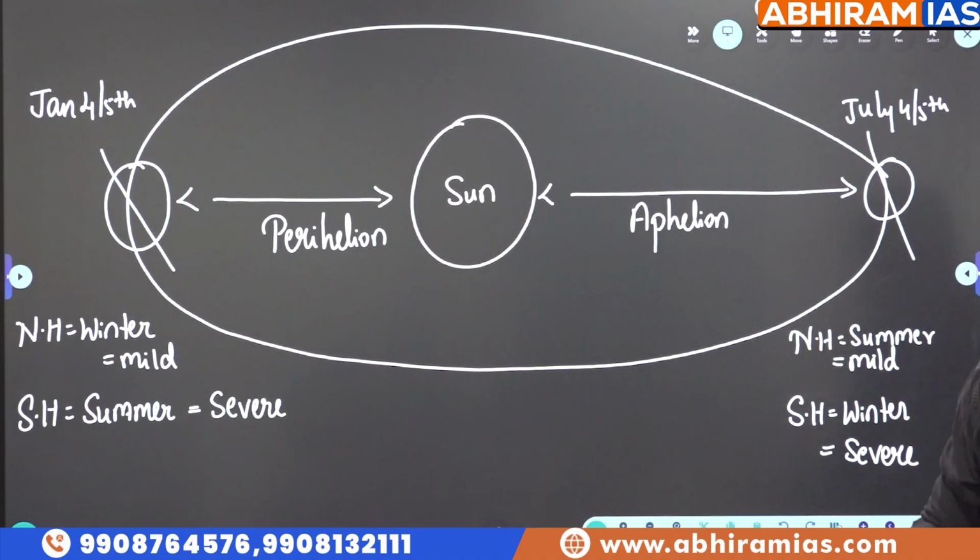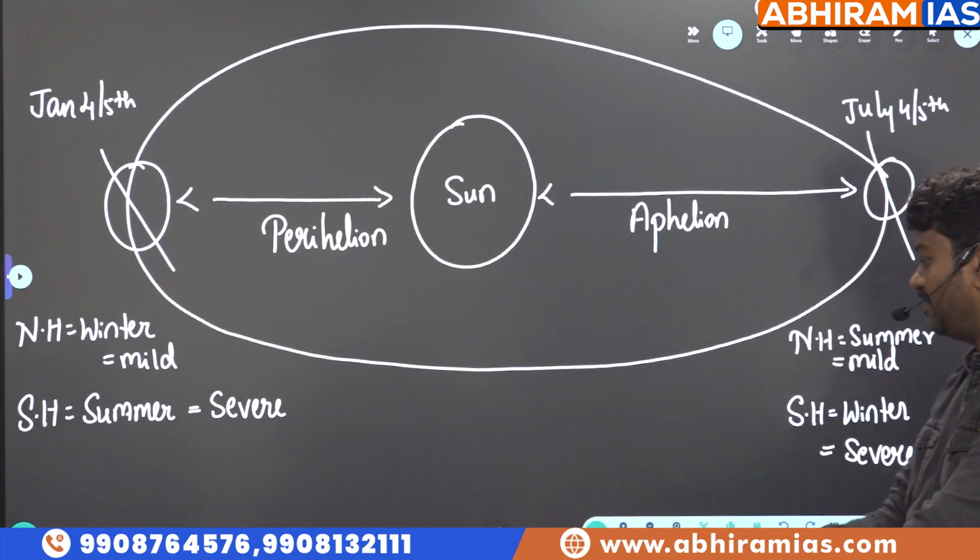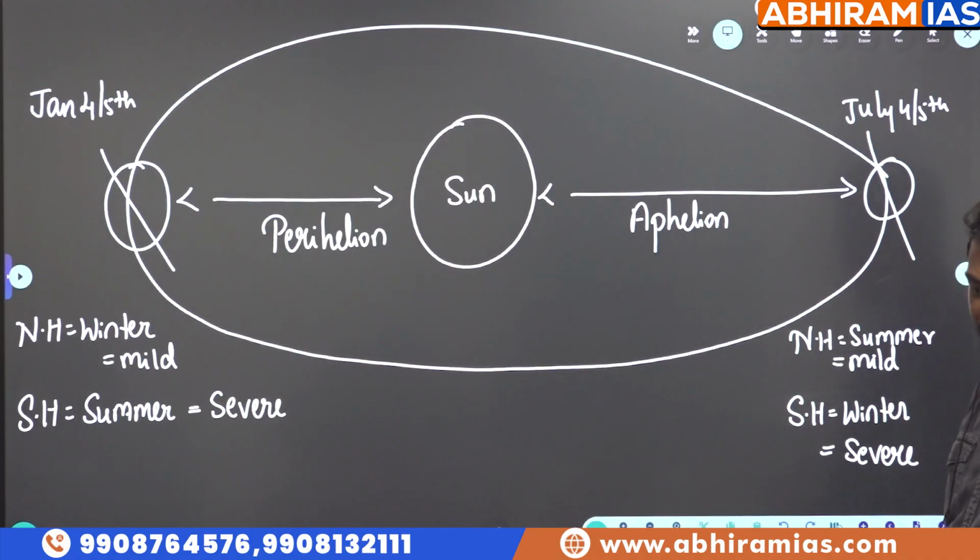Due to revolution in elliptical orbit, summer and winter will be mild in the northern hemisphere, and severe in the southern hemisphere.